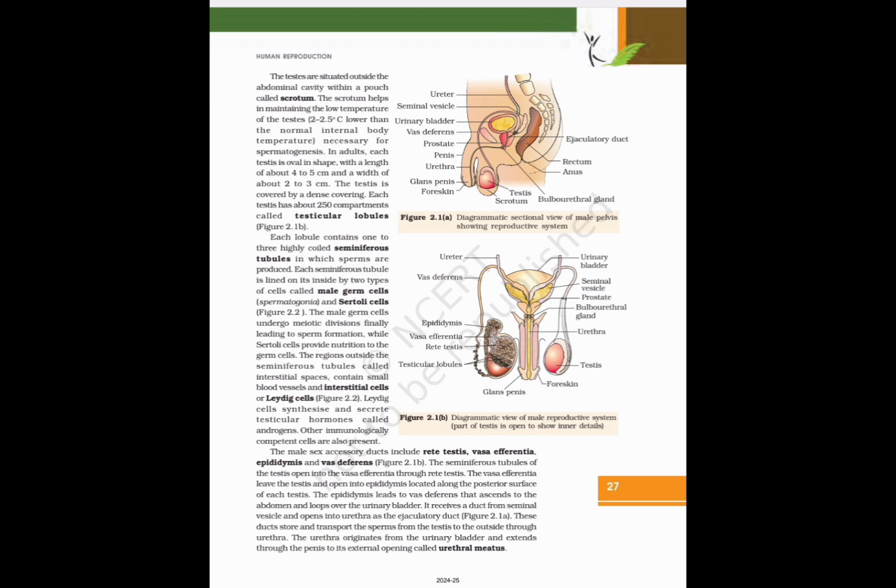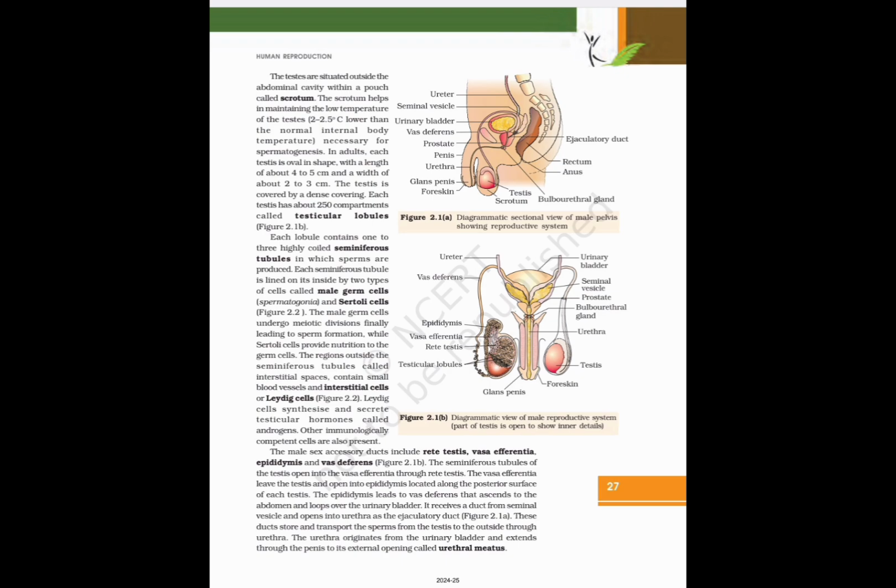Each seminiferous tubule is lined on its inside by two types of cells called male germ cells, spermatogonia, and Sertoli cells. The male germ cells undergo meiotic divisions, finally leading to sperm formation, while Sertoli cells provide nutrition to the germ cells. The regions outside the seminiferous tubules, called interstitial spaces, contain small blood vessels and interstitial cells or Leydig cells. Leydig cells synthesise and secrete testicular hormones called androgens. Other immunologically competent cells are also present.